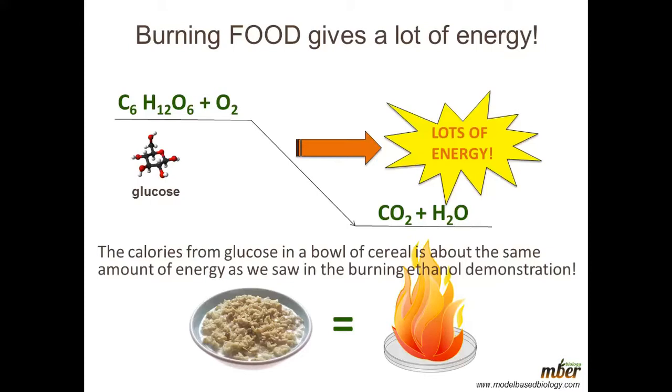Shockingly, the calories from glucose in a bowl of cereal is about the same amount of energy as we saw in the burning ethanol demonstration. And actually, it's way more, because this is assuming that this is a flame of burning 40 milliliters of ethanol is one whole grain cereal. That's also key, whole grain there. But in actuality, I never burned 40 milliliters at a time. I did about 4 to 5 milliliters. So take the flame that you saw, add in 9 to 10 times more ethanol, and that's the amount of energy that comes off of that flame, equal to a bowl of cereal.